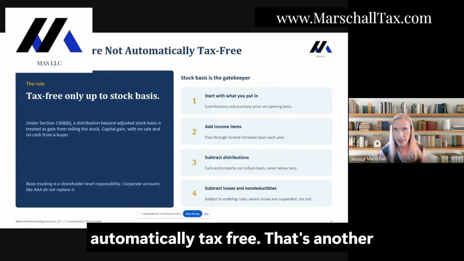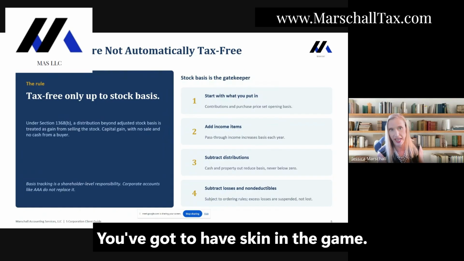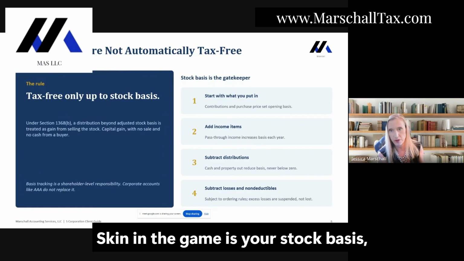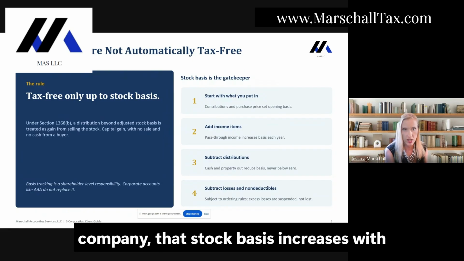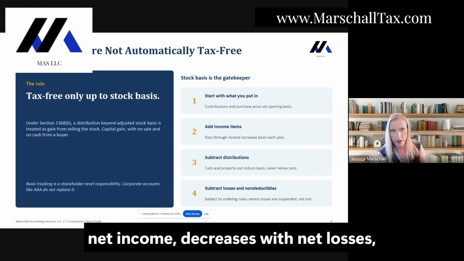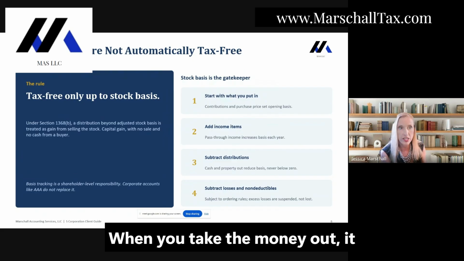Distributions are not automatically tax-free. That's another thing that people don't understand. You've got to have skin in the game. Skin in the game is your stock basis, meaning you put some money into this company. That stock basis increases with net income, decreases with net losses. Cash investments are shareholder investment. That increases your basis. When you take the money out, it decreases.